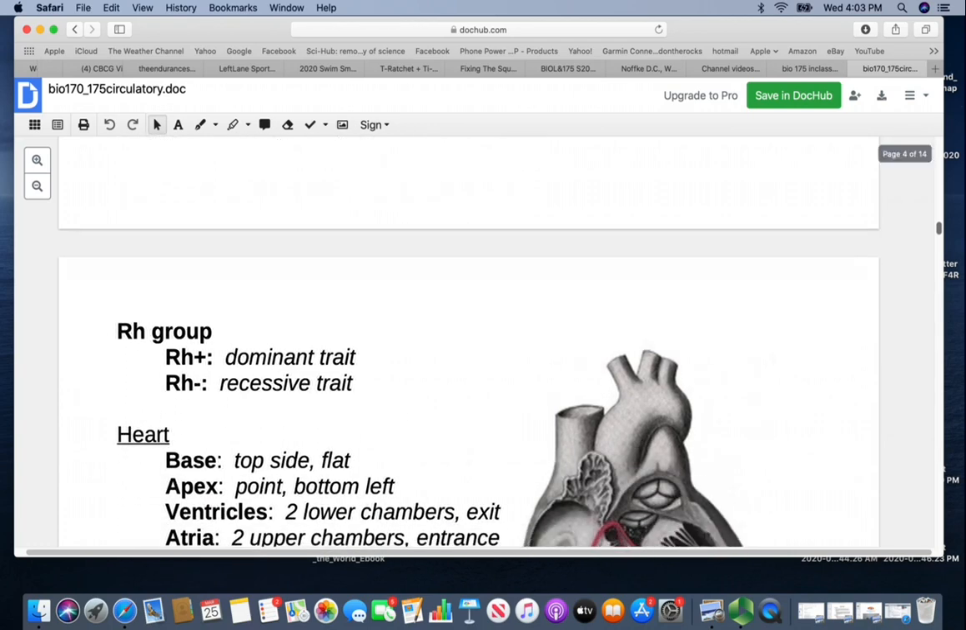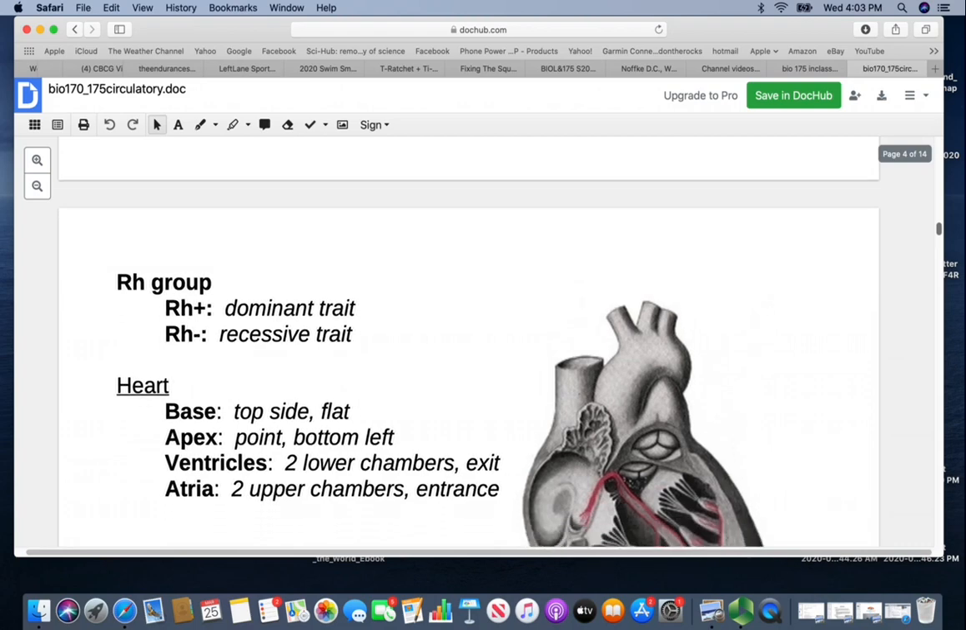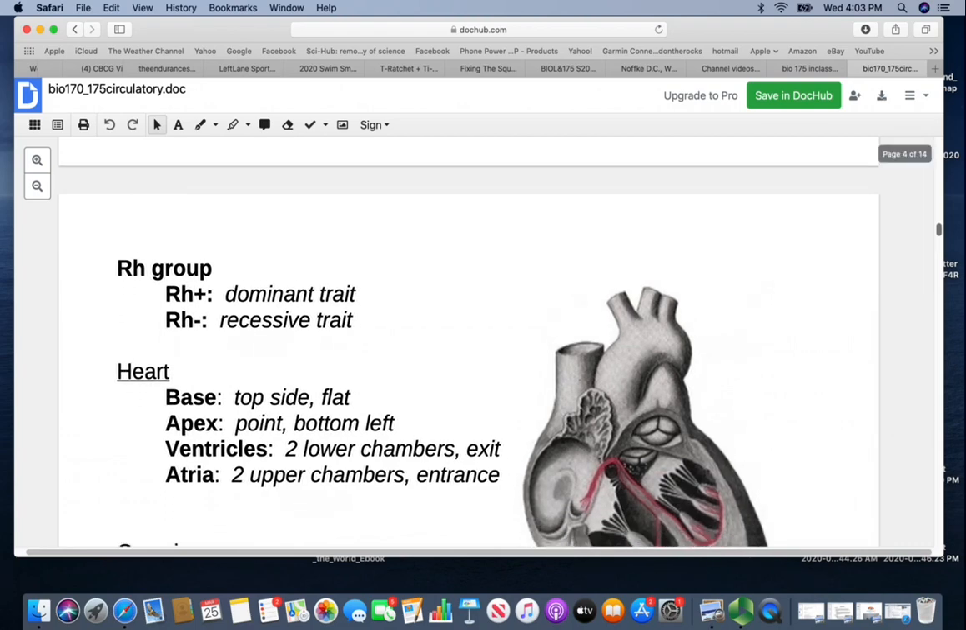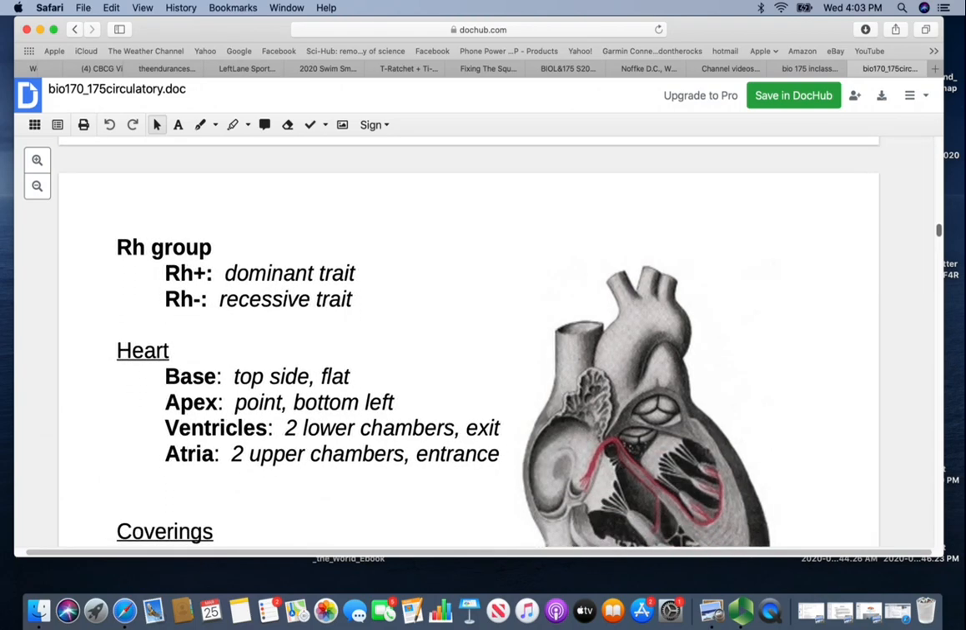Rh positive is the dominant trait, and Rh negative is the recessive trait. So if you have one parent that is Rh positive and one that is Rh negative, the child will be Rh positive. So if you have an Rh negative mother and she's pregnant with an Rh positive child, her body will develop antibody towards that. So we give an injection of RhoGAM to prevent that from happening.